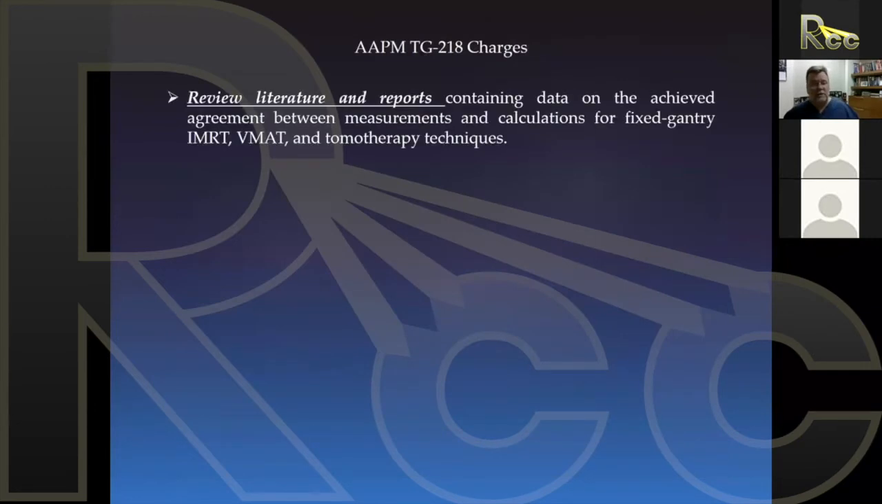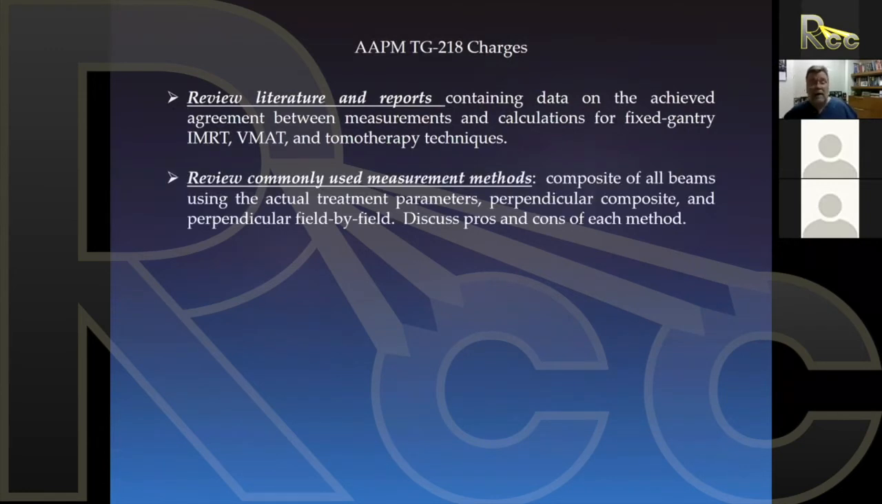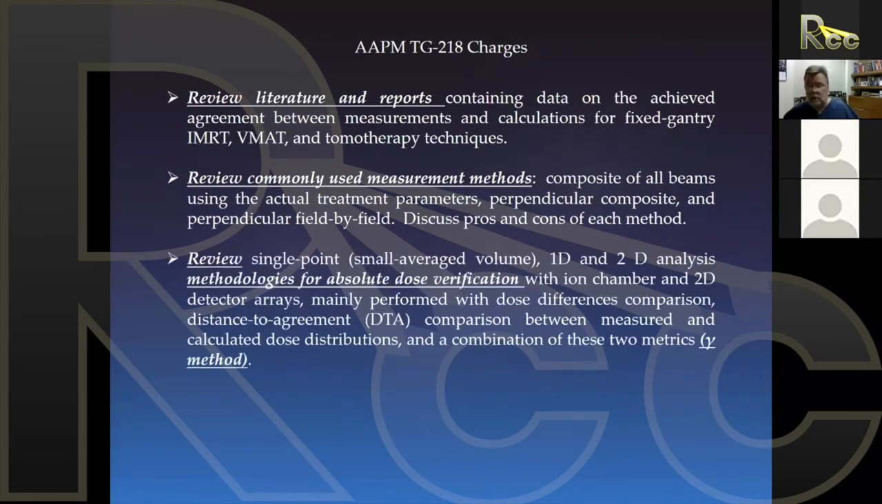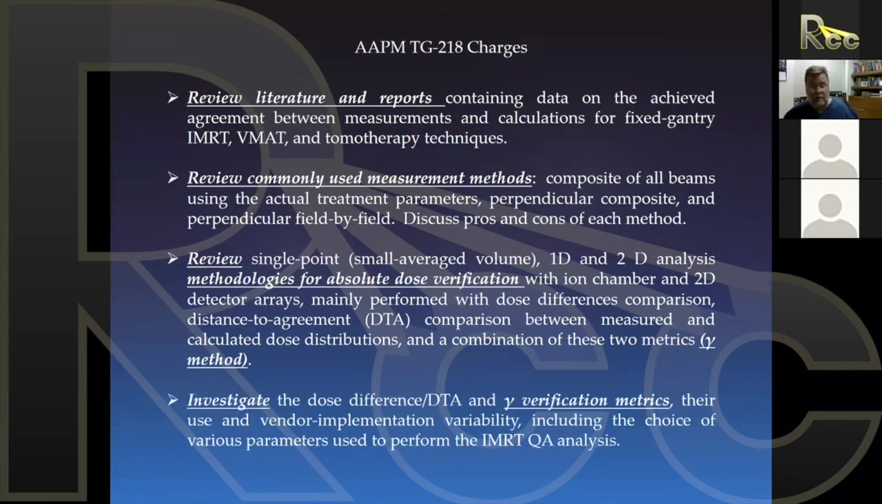So they had different charges. They were supposed to review the literature and reports for measured versus calculated agreement. They wanted to look at how we measure. Do we measure QA just like the patient's being treated? Do we measure with all the beams pointed straight down? Do we make a composite of all of those? What are the pros and cons of these? Should we use a single point like that ion chamber? Should we use 1D or 2D analysis? And they wanted them to investigate the dose difference method, the distance to agreement method, and the gamma verification metrics, and give us some kind of criteria, what would be acceptable for us to use as passing rates.